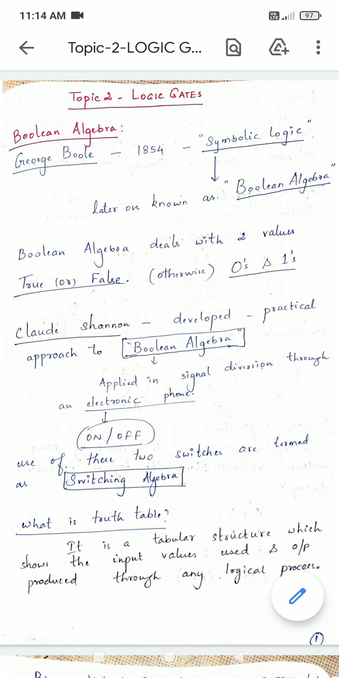So Boolean algebra deals with 2 values, true or false, otherwise called off and on, or zeros and ones. And one more person, Claude Shannon, developed a practical approach to Boolean algebra and he applied the concept in signal diversion through electronic switches, and this was called switching algebra, okay? Our scope is to learn Boolean algebra to know how computer hardware is designed, how this concept is used in logic gates.